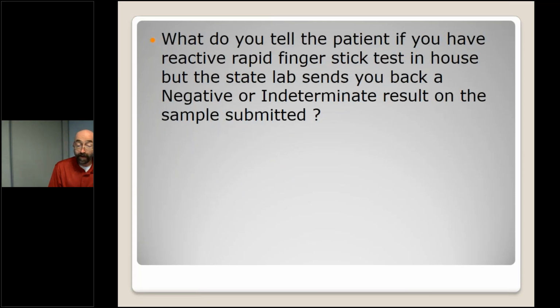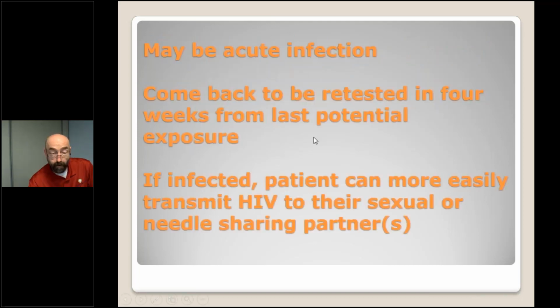What do you tell the patient if you have a reactive rapid finger stick, the SureCheck, at your county health department, but the state lab sends you back a negative or an indeterminate result on the sample submitted? Okay, so with those indeterminate results or results that are disparate, we're looking at a potential, again, acute infection. What we would want the patient to do is we would review with them their potential risk. It might be a false positive, but we want to compare that to the risk. If they tell us that they're having sex or sharing needles with somebody, there's a risk to some degree that they could be HIV infected, and this could be a sign of acute infection.